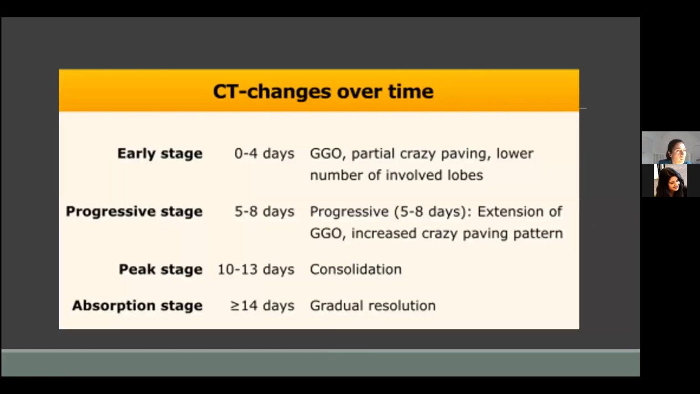This is a table which is actually made for CT changes over time, but as you can see, in the early stage, day 0 to 4, you only have ground glass opacity, some crazy paving, which is thickening of the interstitial lines, and a lower number of involved lobes, of course, which makes it really hard to see any abnormalities on chest X-ray. And after day 10 to 13, you might see consolidation, which is also depicted on chest X-ray.